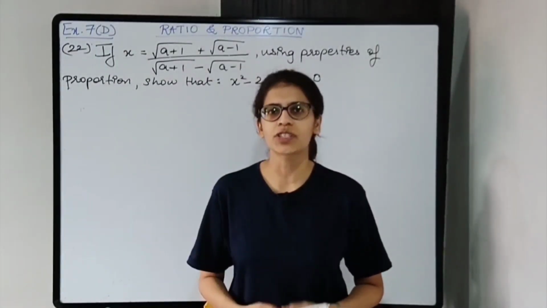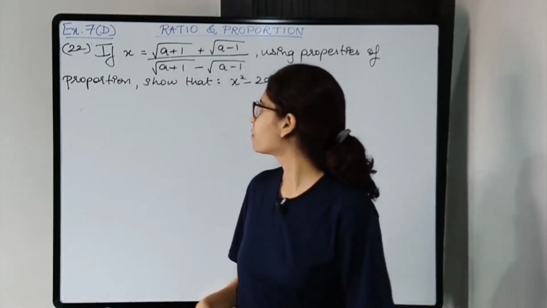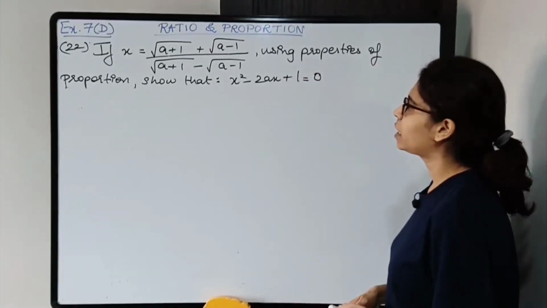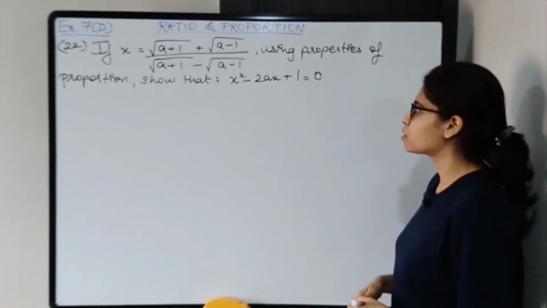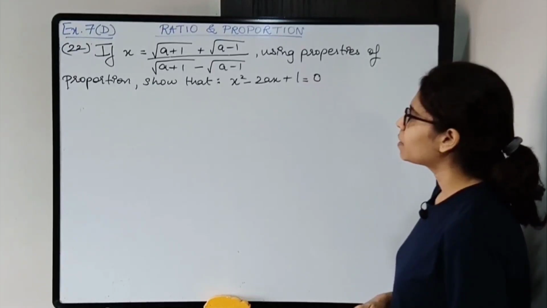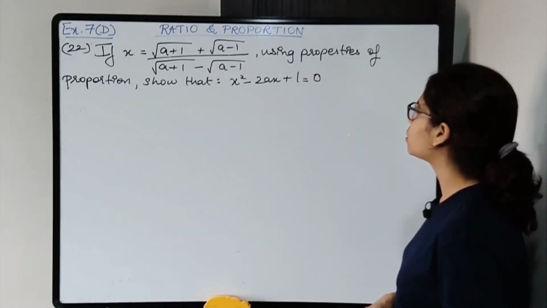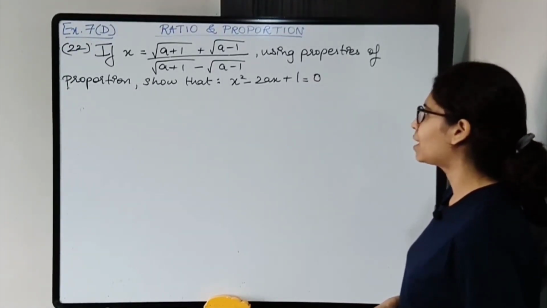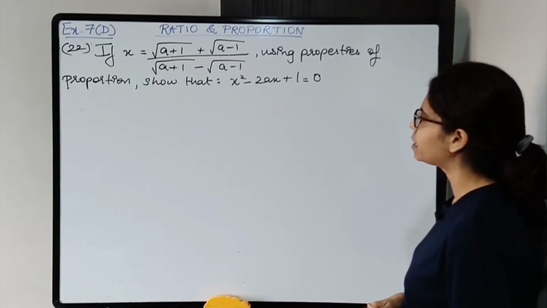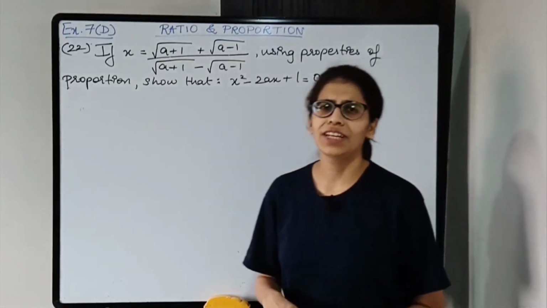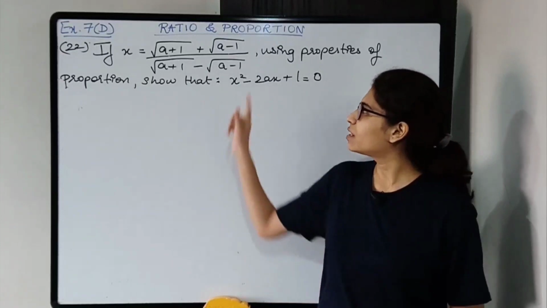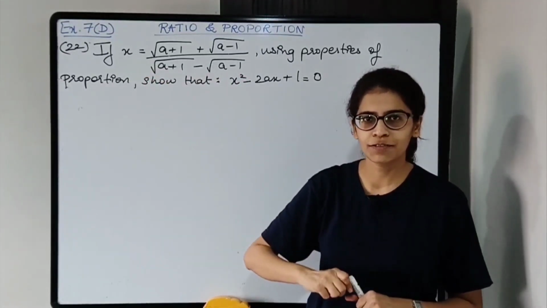Let's read the next question. Question number 22. If x is equal to square root of a plus 1 plus square root of a minus 1 upon square root of a plus 1 minus square root of a minus 1, using properties of proportion, show that x square minus 2ax plus 1 is equal to 0. Very easy. You are given this. Let us write down the given first.